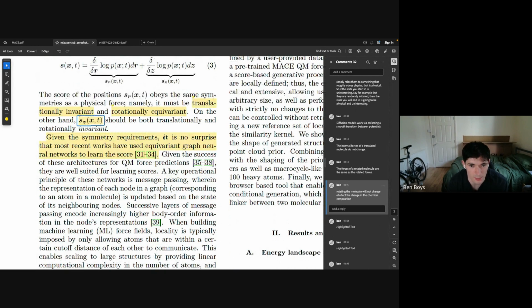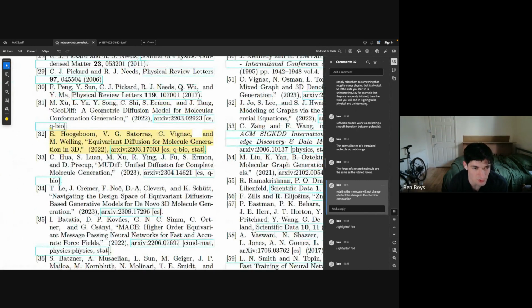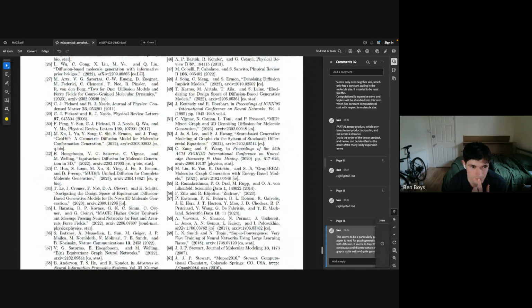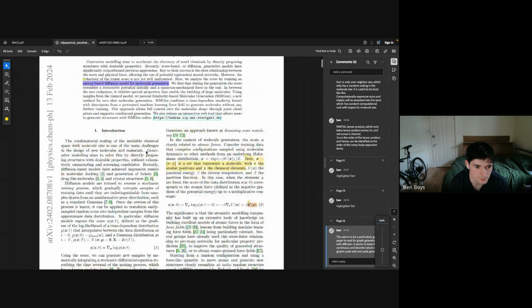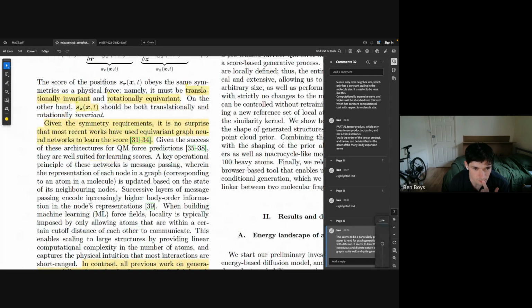So given these symmetry requirements, it's no surprise that most recent works have used equivariant graph neural networks to learn the score. And a number of works are referenced here. In particular, a good one to read is this, because it seems to be a particularly good paper to read for graph generation with diffusion, because it treats the continuous and discrete nature of the graphs quite well and quite generally. So why have they done something different to that paper then? Let's first discuss the merits of papers such as these.